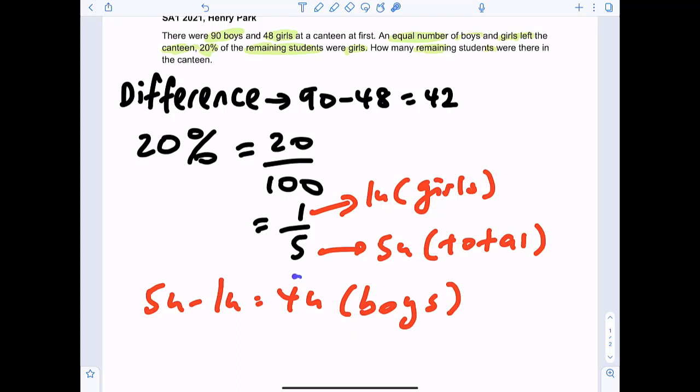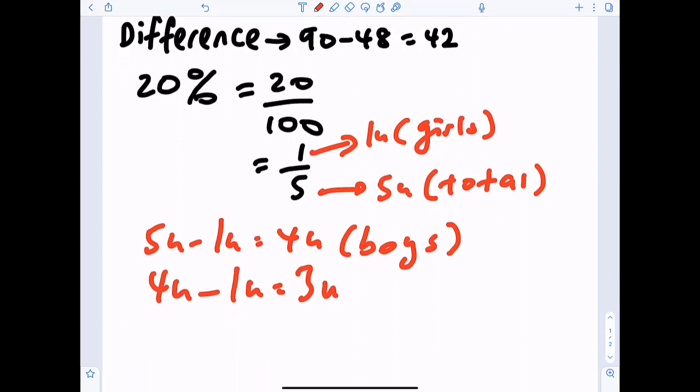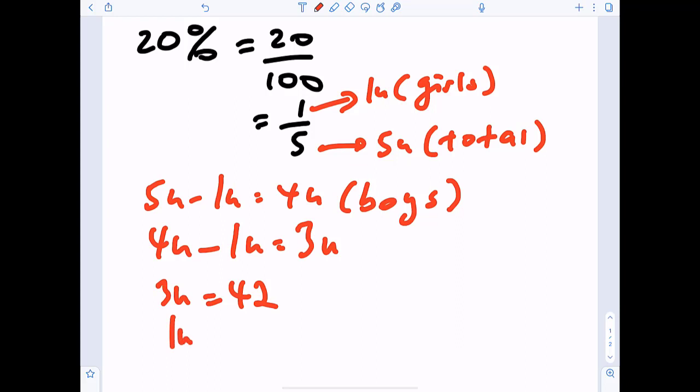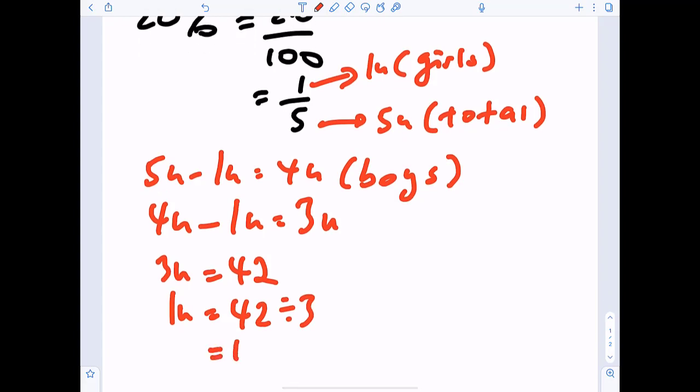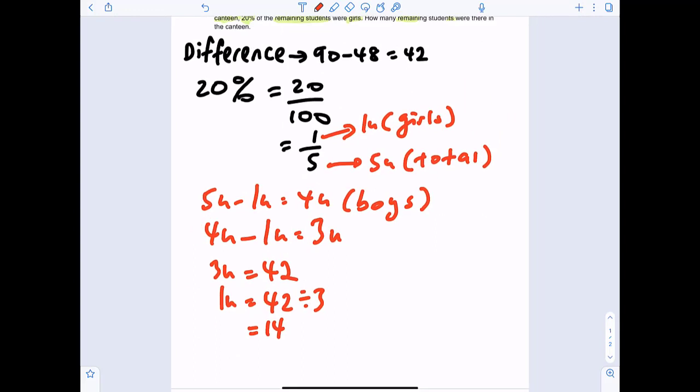And since we know the difference between the boys and the girls did not change, 4 units minus 1 unit, that is 3 units. And these 3 units will be the same as the difference at the start. 1 unit will be equals to 42 divided by 3, and that is 14 students.